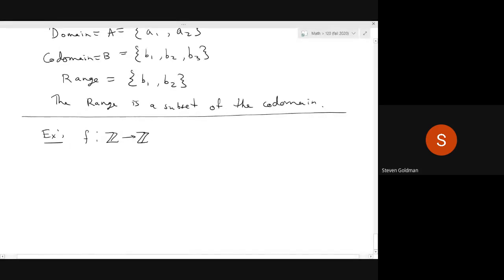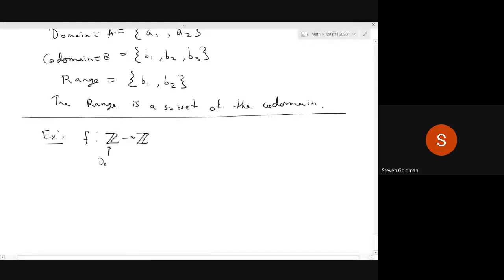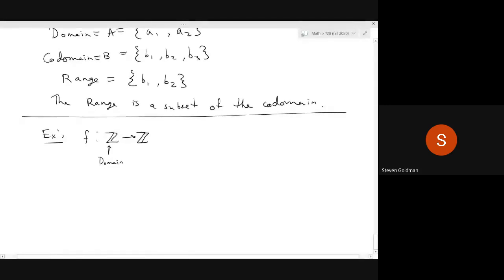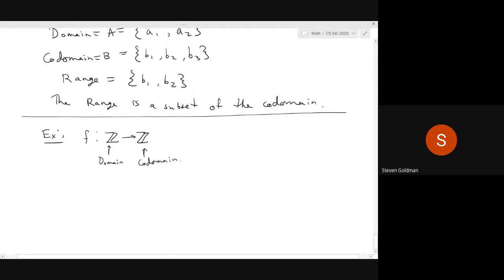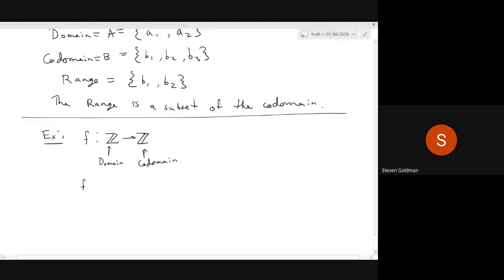Whenever I write this, this means that my domain is here. That's the first one. That tells me the domain. So the domain is the set of integers. And the codomain is also the set of integers. So I have a function. I plug in an integer. I get out an integer. So first I have to tell you the domain and the codomain. And next I have to tell you what the function does.